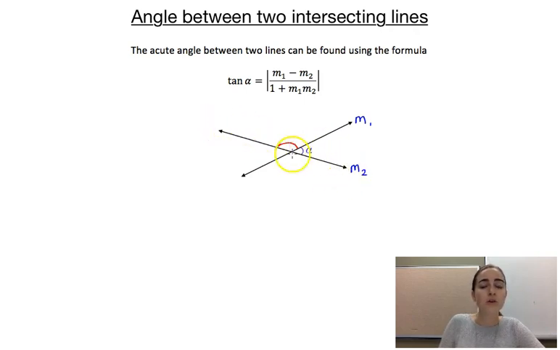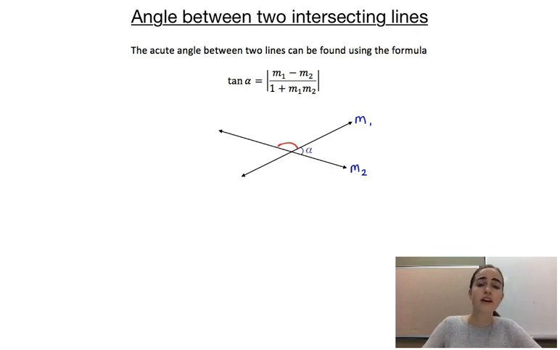And then because we know it lies on a straight line, that means that the two angles are going to be supplementary. They're going to add to 180 degrees. So to find the obtuse angle, we're going to find the acute angle and then go 180 minus that answer to give us our obtuse angle.